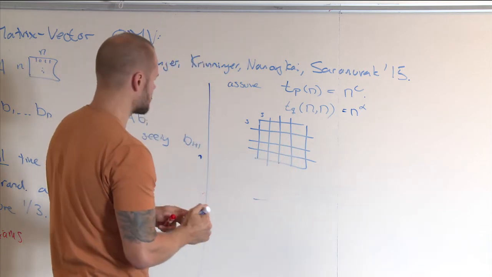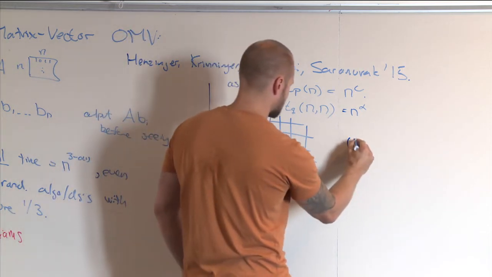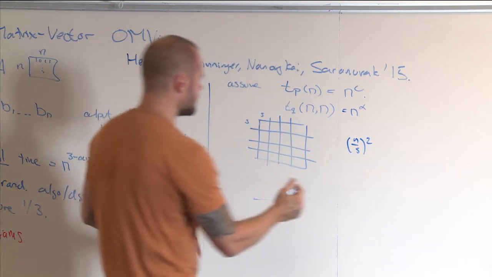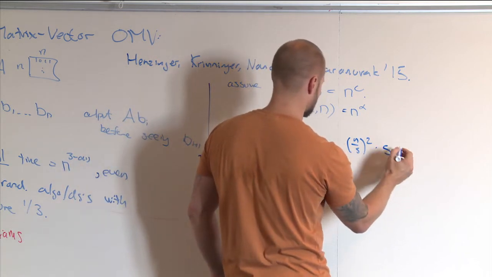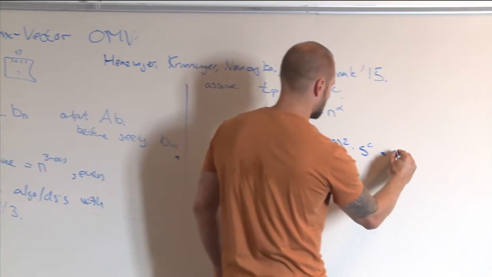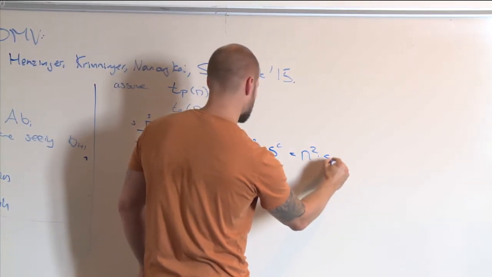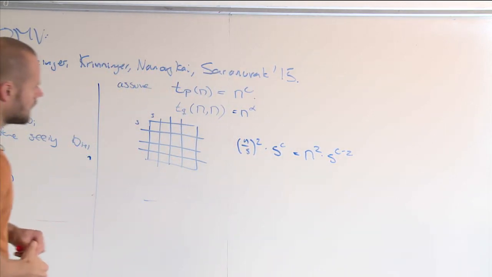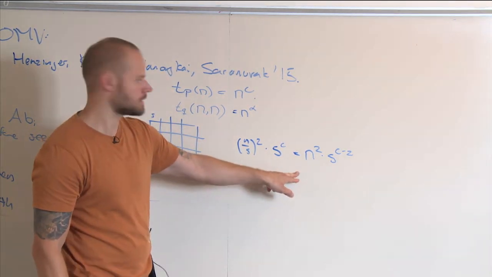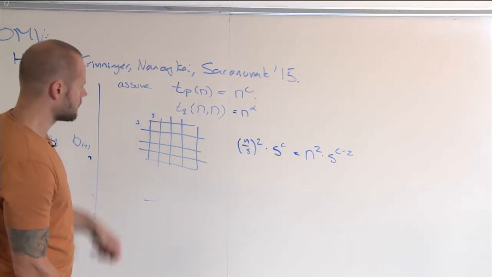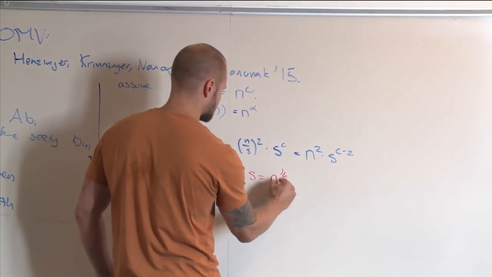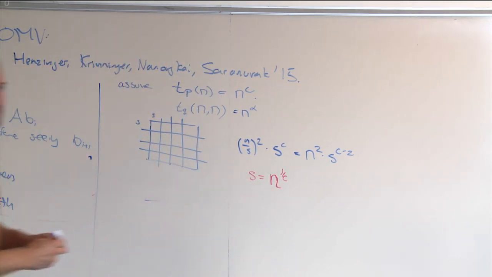So the total time: how many pieces are there? There are n over s squared little pieces. And in each of them, I'm going to do s to the c time. So then I get n squared times s to the c minus 2. And you can see if you put s small enough, this is less than cubic. So I can just make these small matrices really small. It's sufficient to put them at n to the 1 over c. Then I'm subcubic in the preprocessing time.